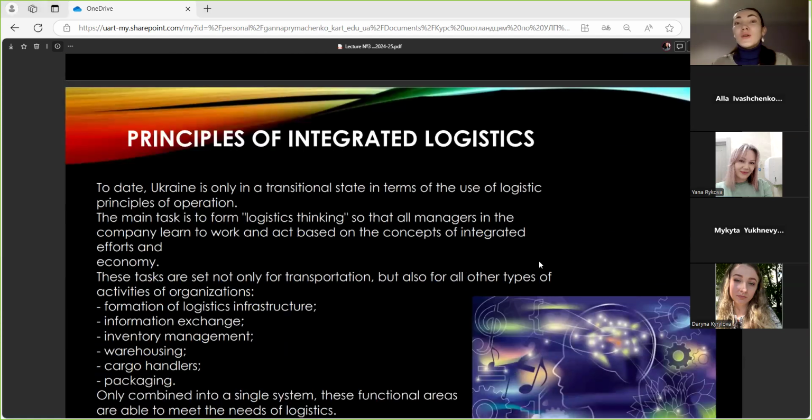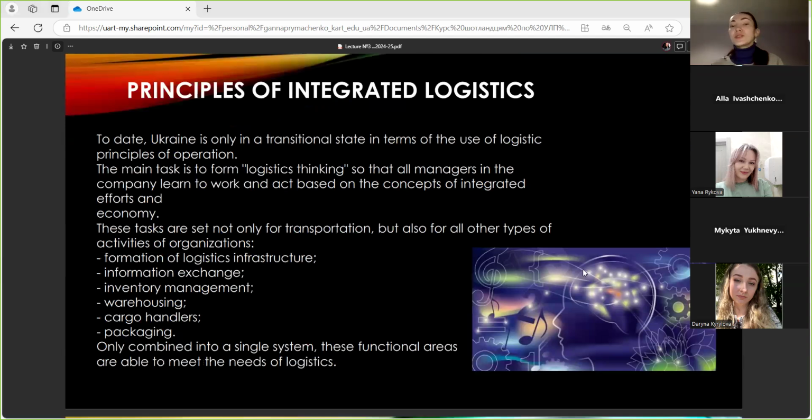Okay, so we start our materials and discuss them. Principles of integrated logistics. Now we discuss why logistics in Ukraine is integrated, why integrated and what it means for our economic system, for our transportation system, and other kinds of activities.